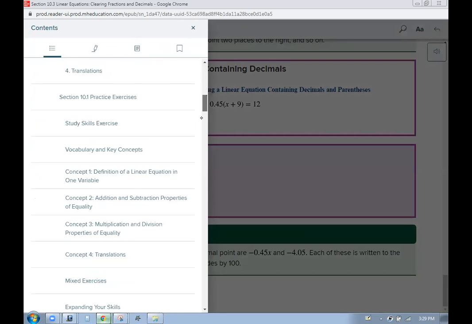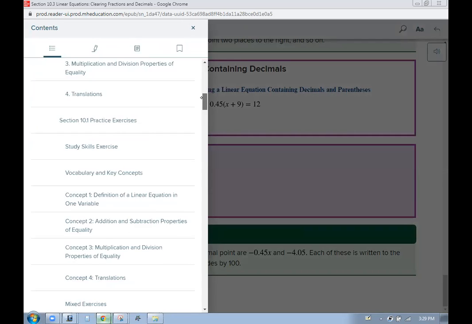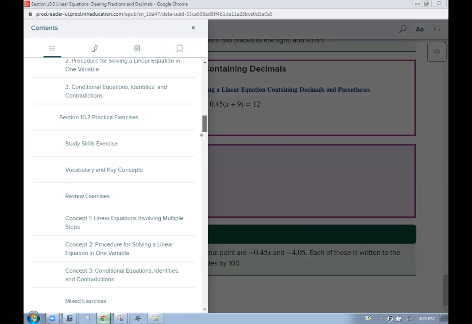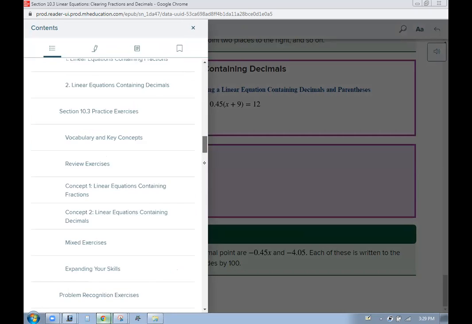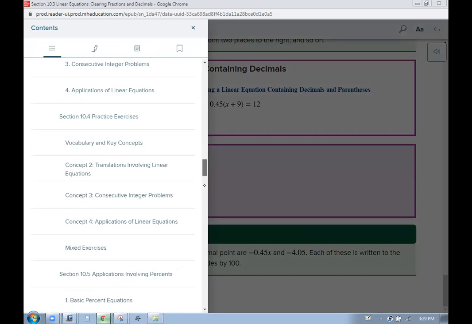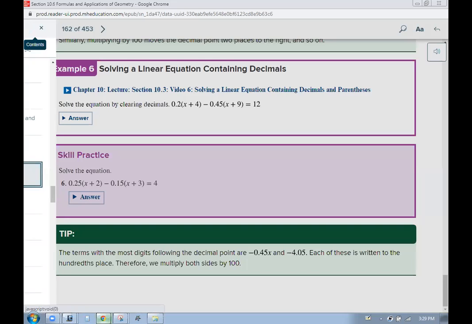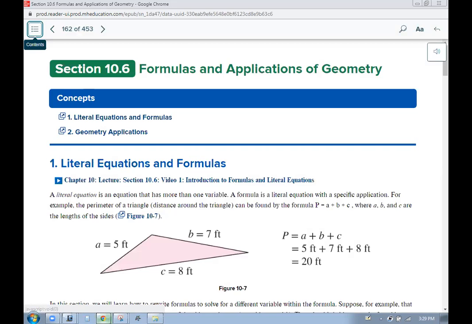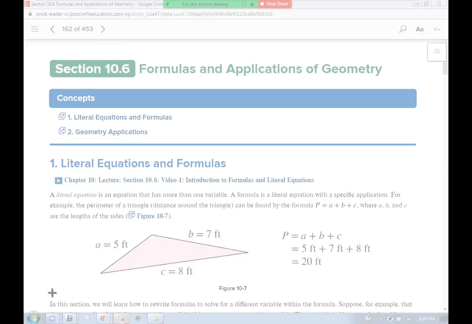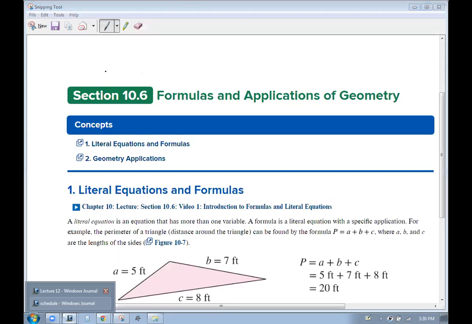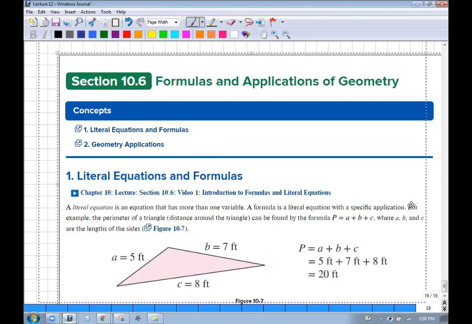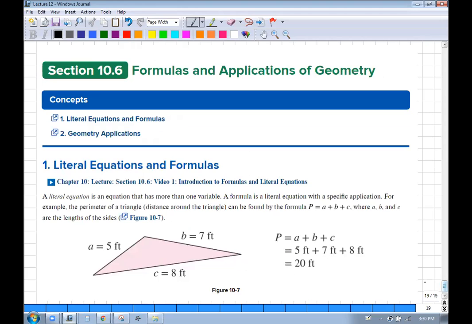Oh, the hell. 10.2, 10.3, 4, 5, 10.6. Okay, let's see here. All right.